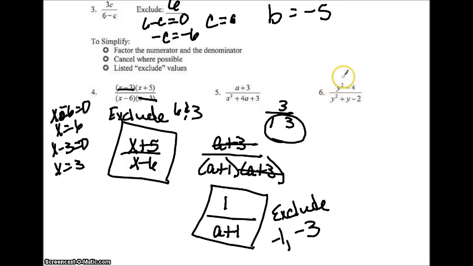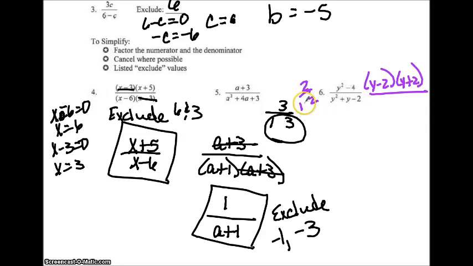So looking at number 6, you need to notice that these are both squares, and the difference of squares means you take the square roots and you add them and you subtract them. So the top actually becomes y minus 2 and y plus 2, and it doesn't matter the order you write it. For the bottom, you're going to find the factors of 2, 1 and 2.